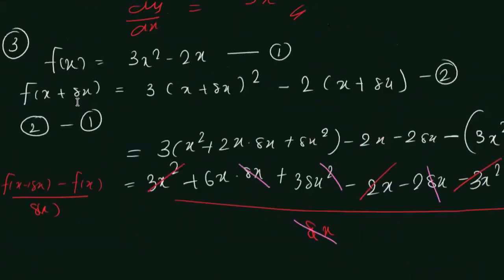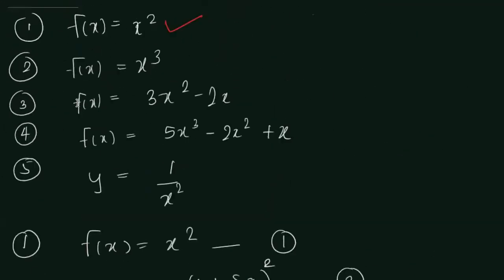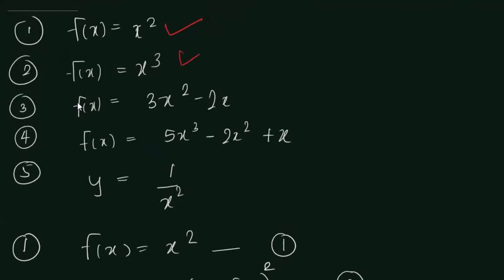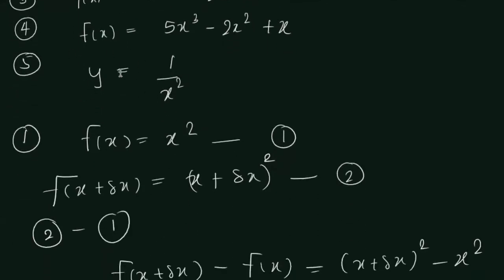6x minus 2. So that's also done. We did the second one. Third, I'm not going to do the fourth one because it's the same kind of problem as the third, right? But the fifth one is somewhat tricky. So let us try this fifth one.